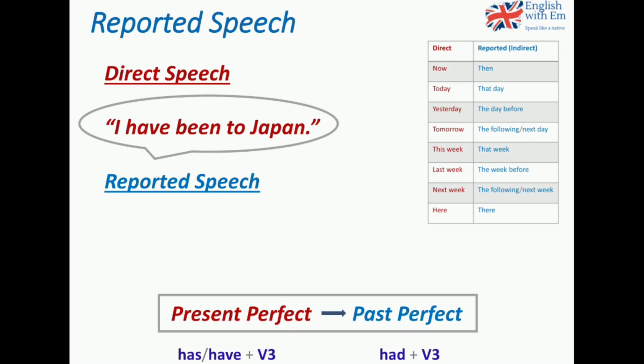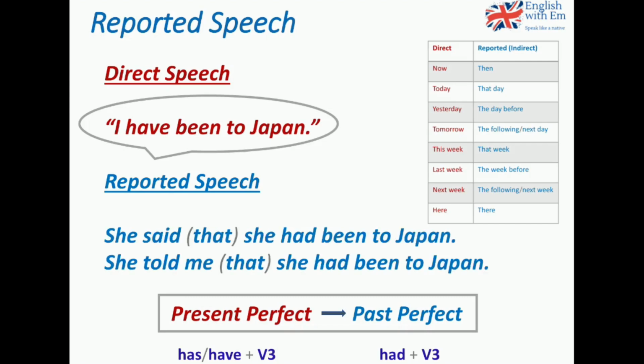So it's actually very similar. We're simply changing has or have to had. She said she had been to Japan, or she told me that she had been to Japan. So we're changing the pronoun from I to she, and have been backshifts from present perfect to past perfect had been.